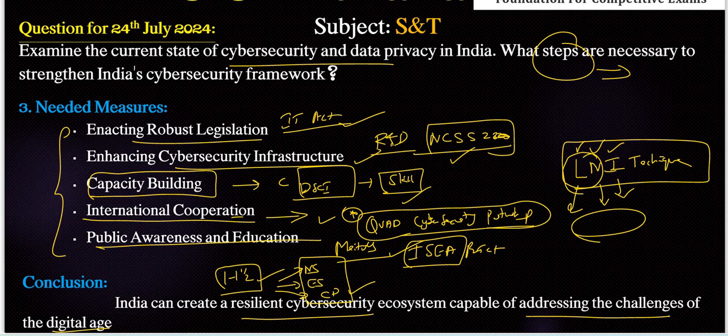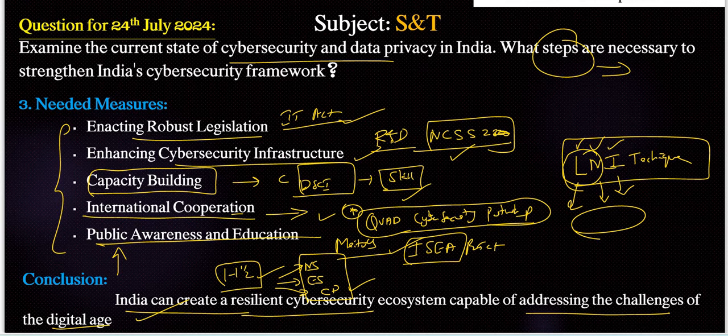When we enact robust legislation, enhance infrastructure, build capacity, and foster international cooperation, whatever we have mentioned in the needed measures, we can include. If we follow the above measures, India can create, right? That is the futuristic line here. We need to connect it in the conclusion part. This is the perfect approach to this answer.